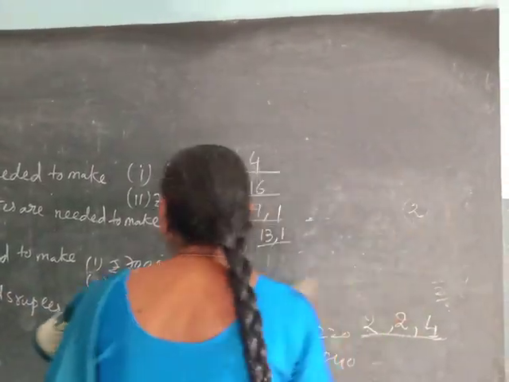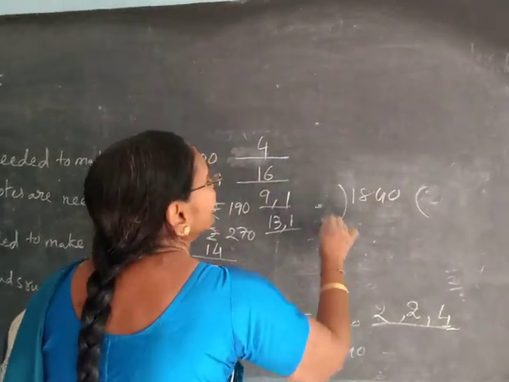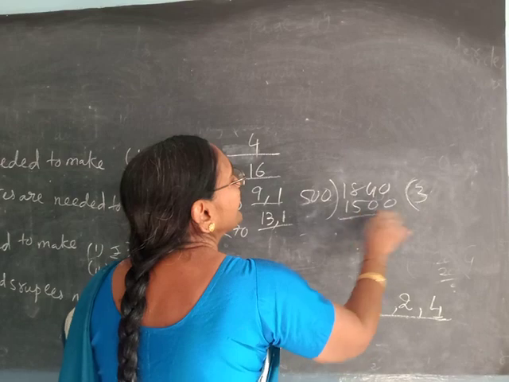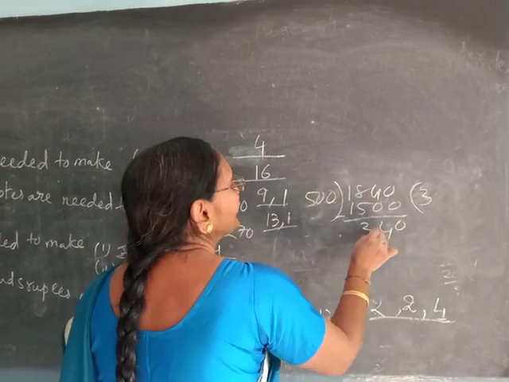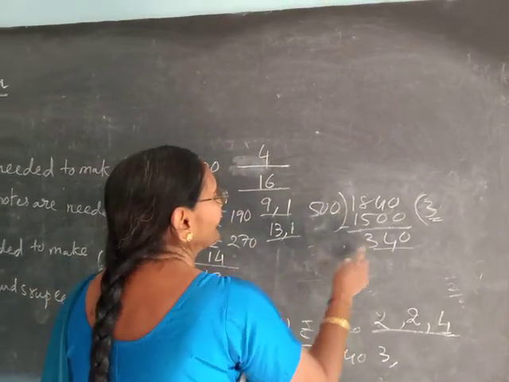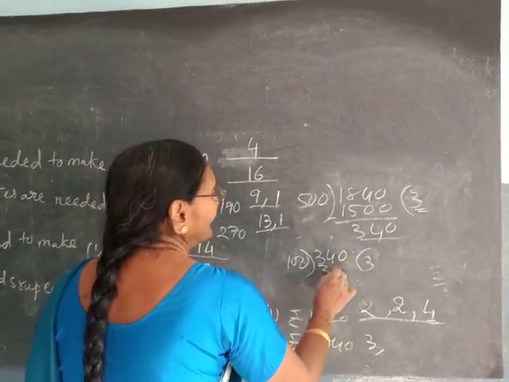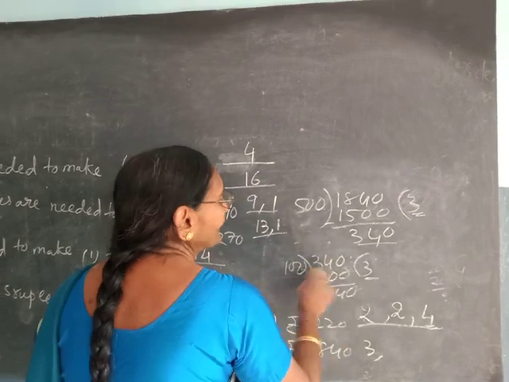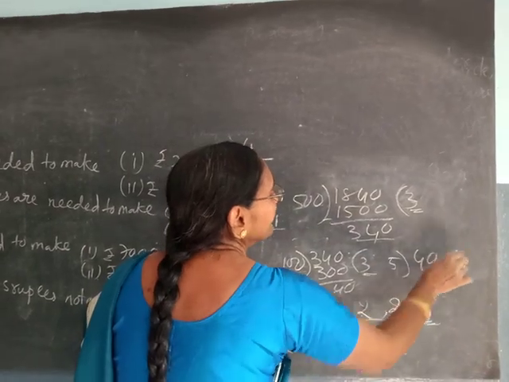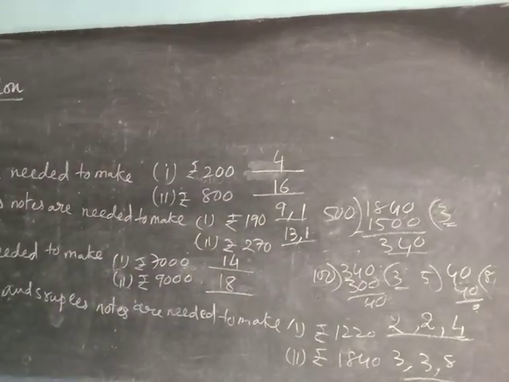Then next, how many are needed for 1,840? First you have to divide by 500. 5 3s are 15. Then 18 minus 15 is equal to 3. How many 500 notes? That is 3. Then 340 is less than 500, so you divide by 100. 100 3s are 300. So 3 notes of 100 rupees. Then 40 divided by 5. 5 8s are 40. How many 5 rupee notes? That is 8. This way you have to divide and find how many notes are needed.